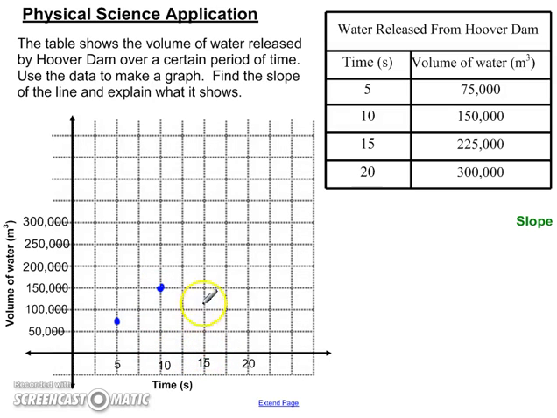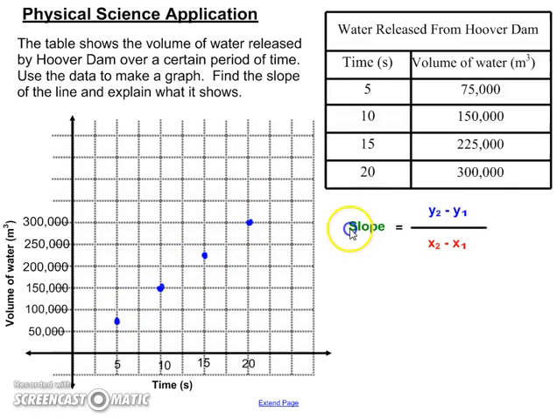At 15 seconds, we have 225,000 cubic meters. I keep saying gallons. I'm just used to gallons. And then 20 is 300,000 cubic meters. All right. So we have those, and you'll notice here we have a straight line going on.